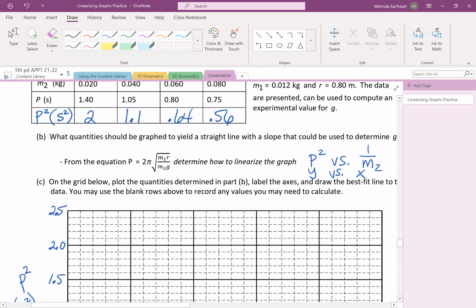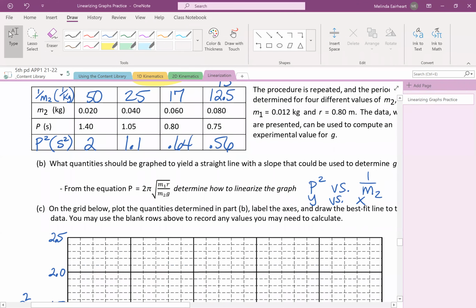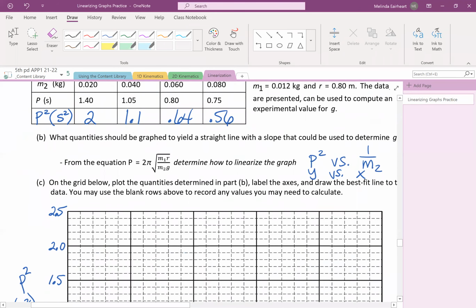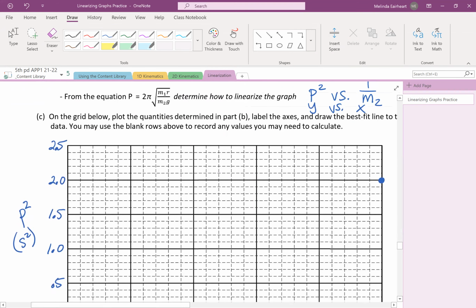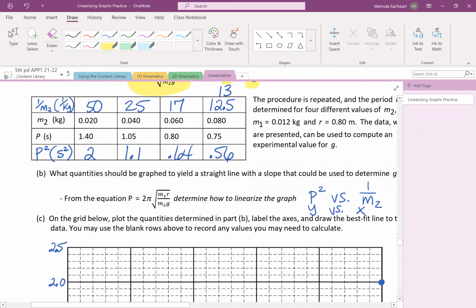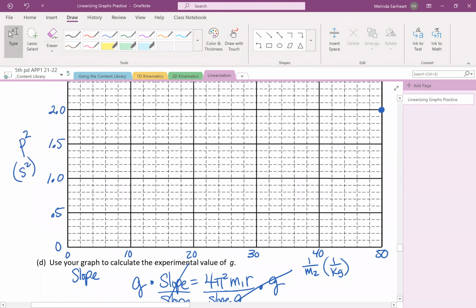And now we plot our process data. And so I get an inverse mass 50 with a p squared value of 2. That one's nice to plot. Again, not too little, not too big. Goldilocks, just right. And just keep it going. I got 25 and 1.1. And thankfully, the way it's scaled, 1.1 is 1 little grid line above 1. And 25, though, is in between 20 and 30.